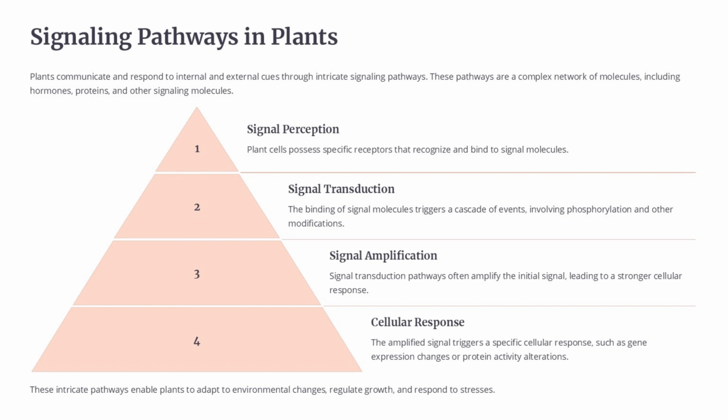Signal transduction: binding of signals triggers a cascade of events like phosphorylation. Signal amplification: pathways often amplify the initial signal, leading to a stronger cellular response. Cellular response: the amplified signal triggers specific responses like changes in gene expression or protein activity. These intricate signaling networks enable plants to adapt to environmental changes, regulate growth, and respond to stresses.